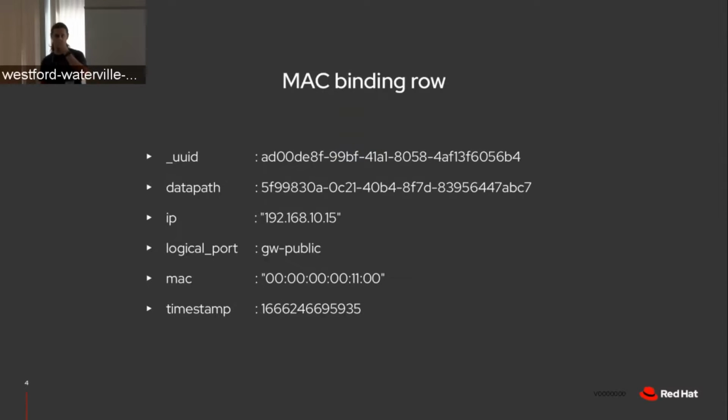Here you can see how the MAC binding row looks. The important things in the table are the IP address and the MAC address. You have this pair stored, and that's basically what the MAC binding is in OVN.